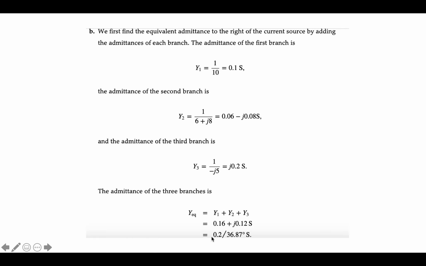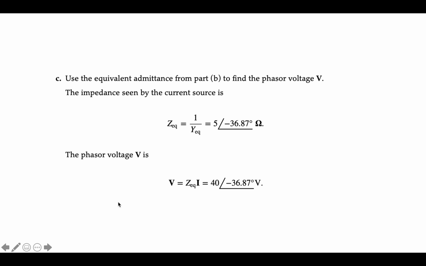So why would we convert back to polar form? Because typically when you're working with currents and voltages, you're using Ohm's law, so you've got multiplication or division times an impedance or admittance, depending on what you're working with. That's easier to do when you have it in polar form. And so that's done right here. To find Z equivalent, we take 1 over Y equivalent.